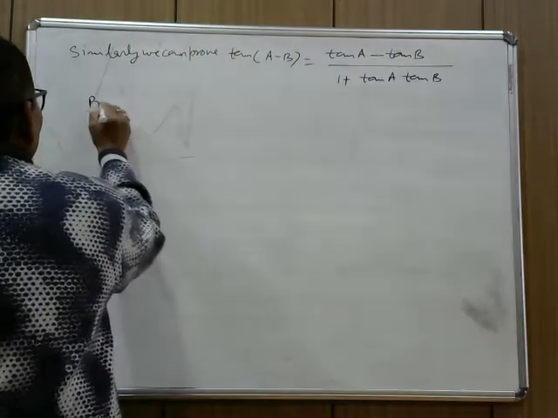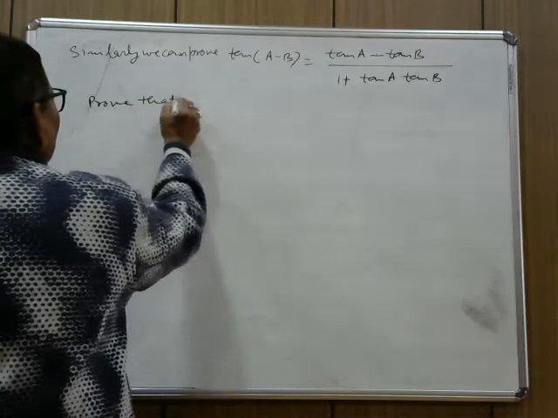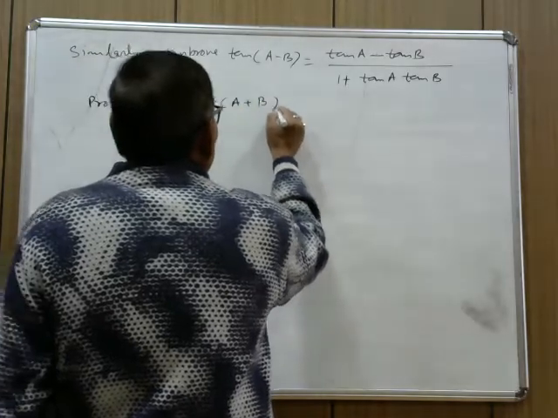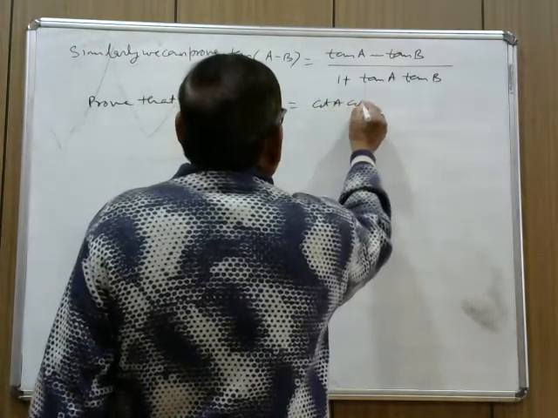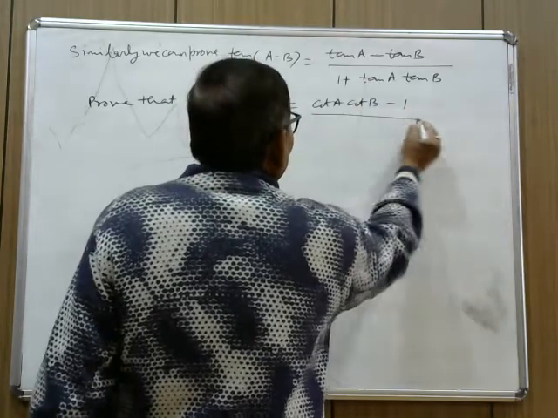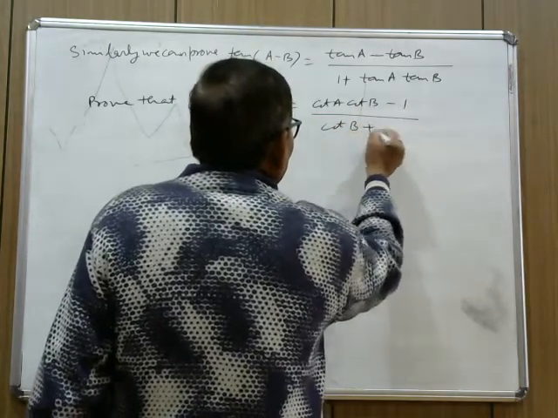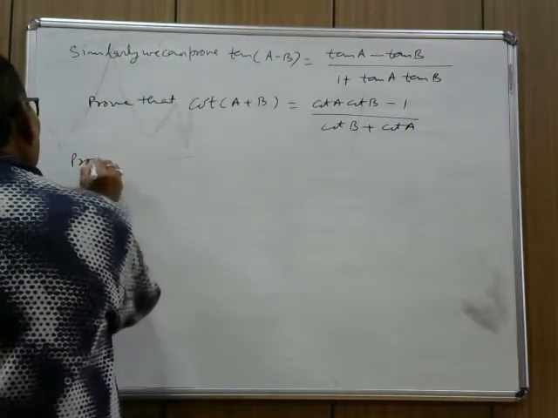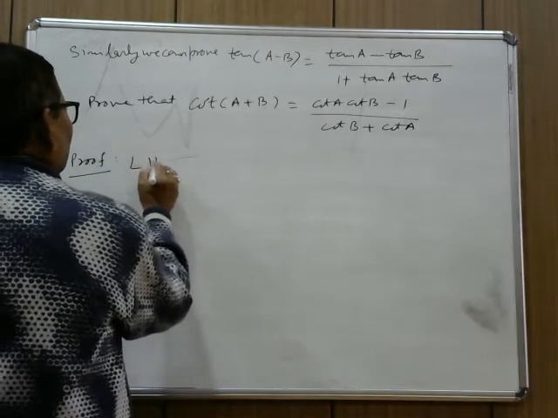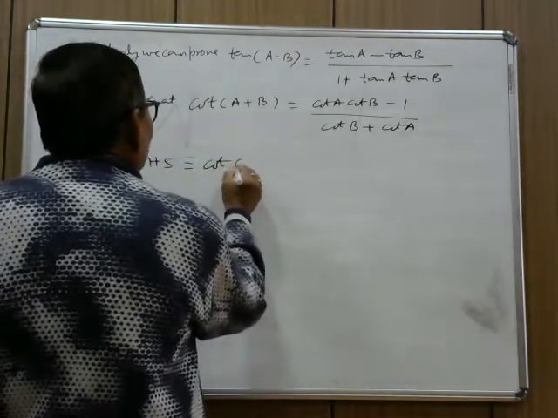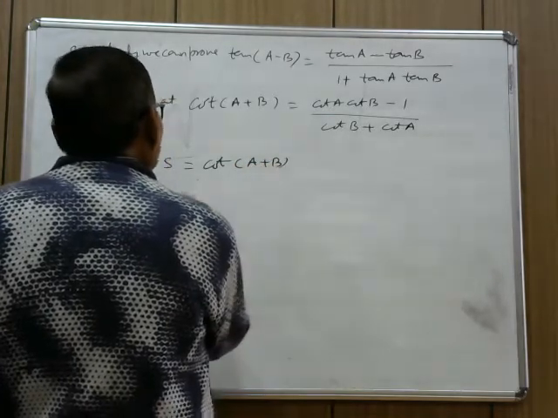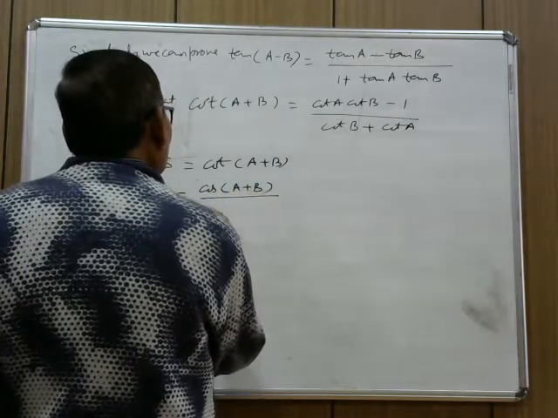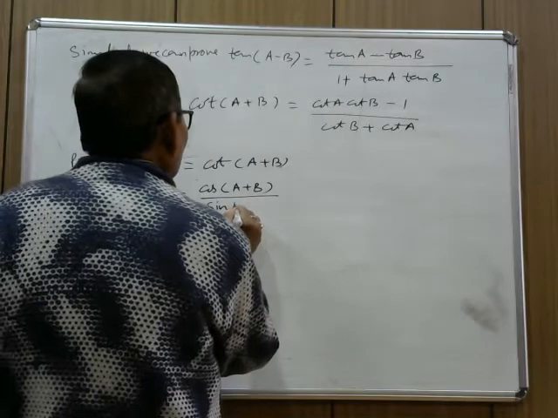Now prove that cot(A plus B) is equal to (cot A cot B minus 1) upon (cot B plus cot A). Proof: LHS equals cot(A plus B), that is equal to cos(A plus B) upon sin(A plus B).